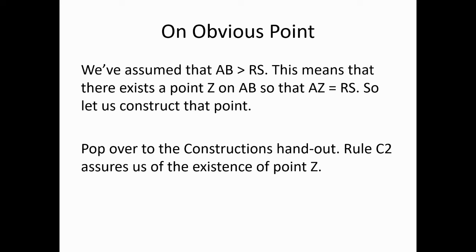Now, why would that be the case? Well, AB is greater than RS, right? That is, AB is RS plus more. That's what greater than means, of course. It is RS plus more. So let us place the point Z so that AZ is equal to RS. And then the more would be that piece ZB. And this is absolutely allowed by our constructions handout. It is one of our construction rules. It is construction rule C2.